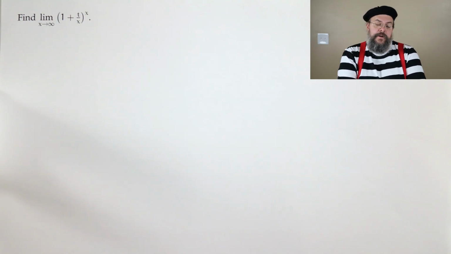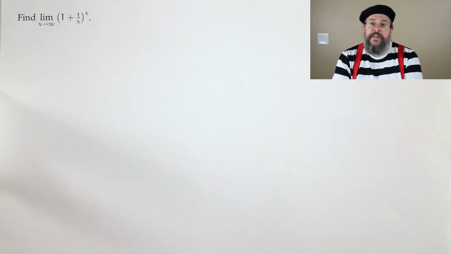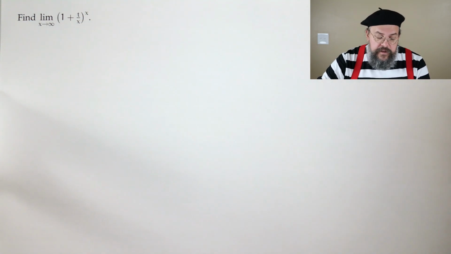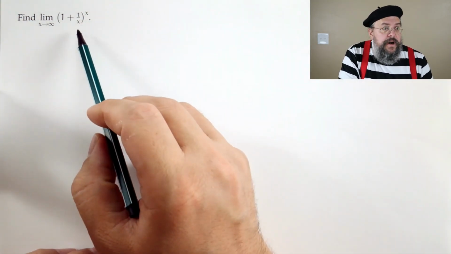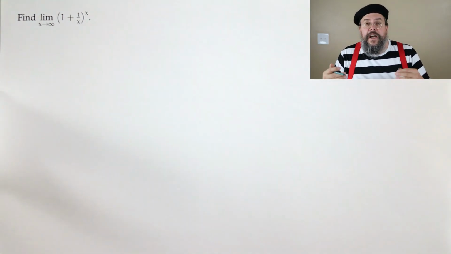All right. Well, let's think about what's happening. So you have this 1 plus t over x. Now, t is a number divided by x, which is getting big. So I have a number over something big. It's going to 0.